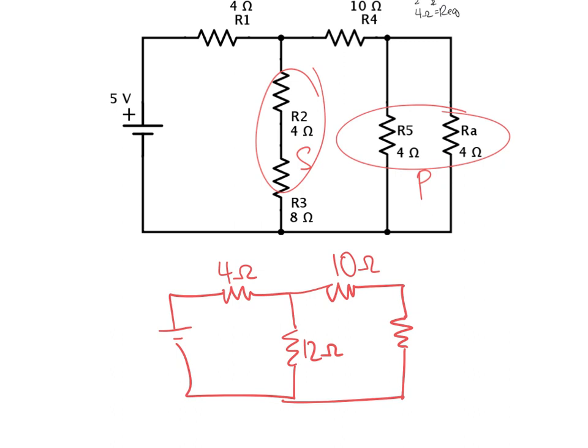And then your last 2 on the right that you circled for parallel, I have R5 and R6, which is 4 ohms and 4 ohms. Okay. So help me out. 1 over 4 plus 1 over 4 is 2 over 4. And then what do I have to do? Flip. So what's my equivalent resistance there? 2.